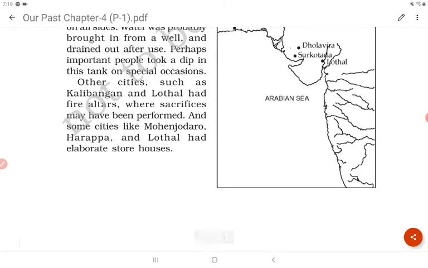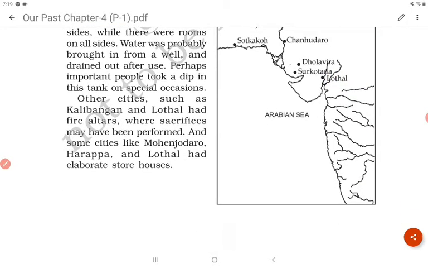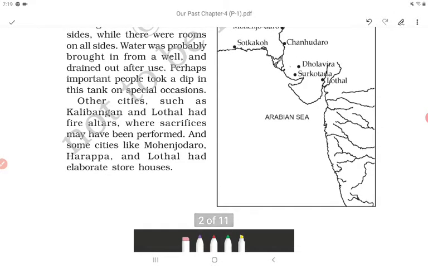Other cities such as Kalibangan and Lothal had fire altars where sacrifices may have been performed. So Lothal is here, Kalibangan is here.